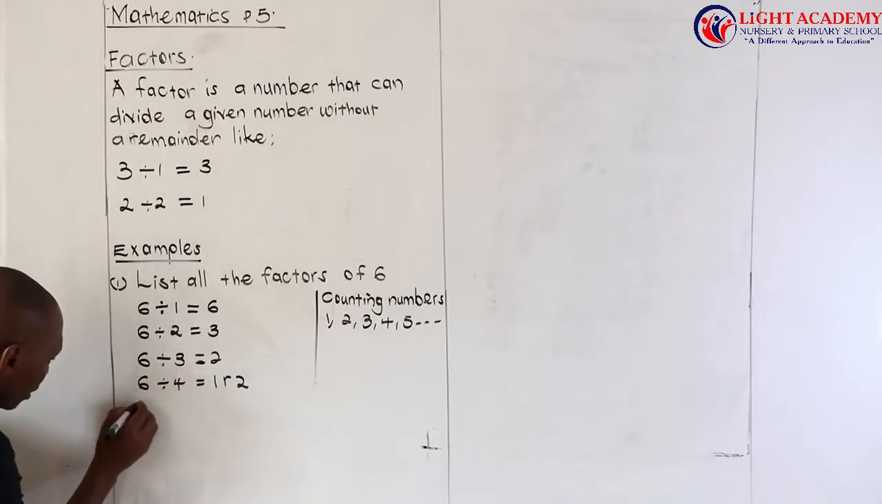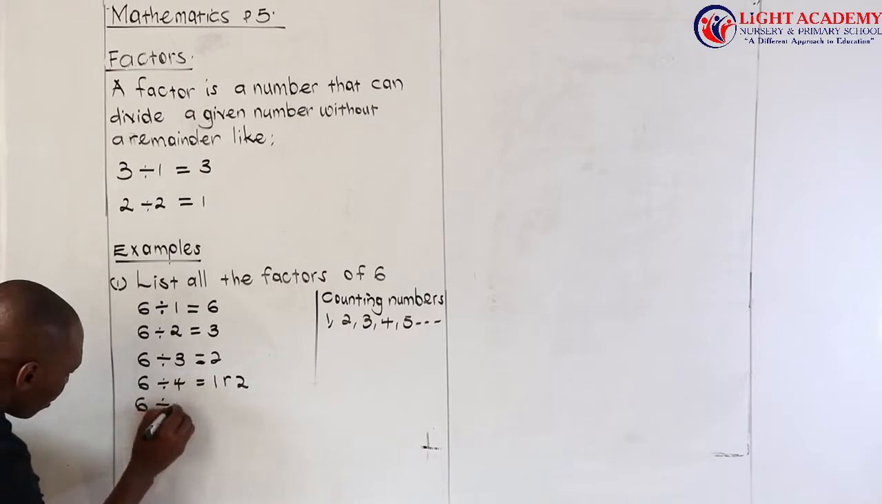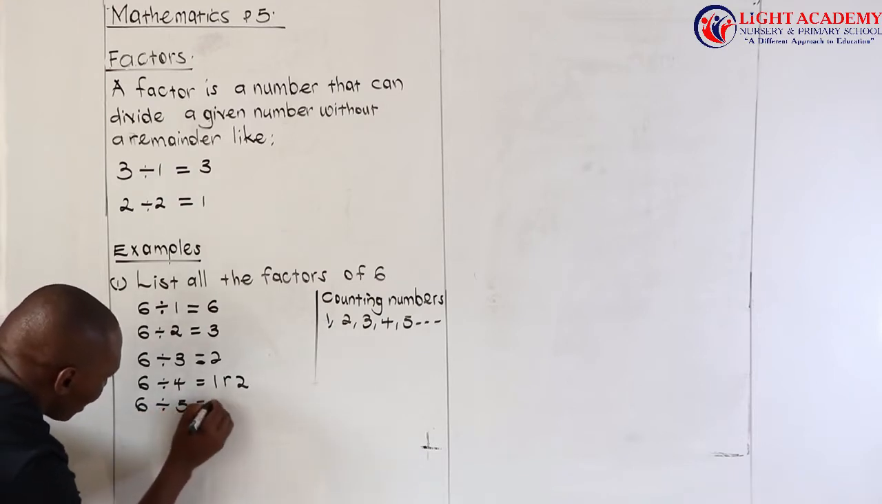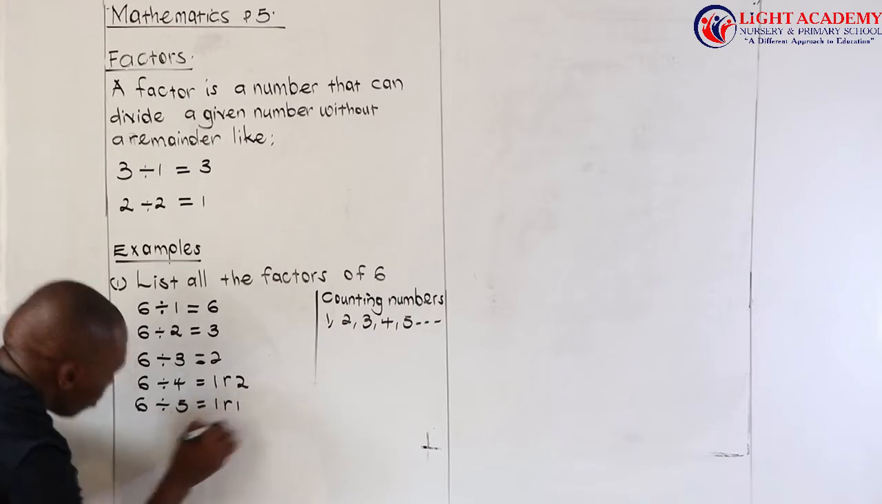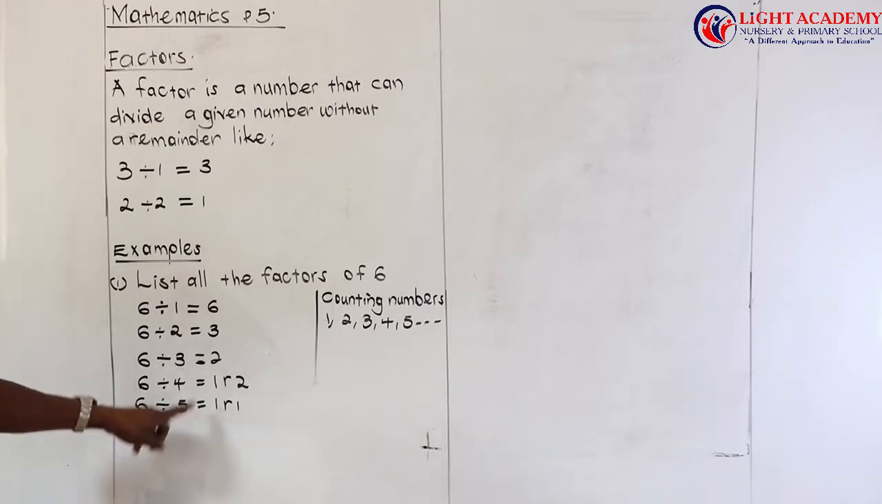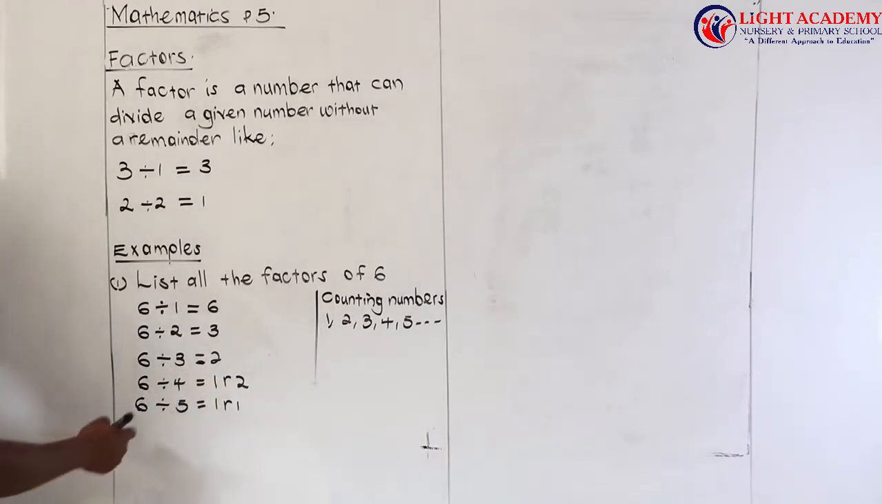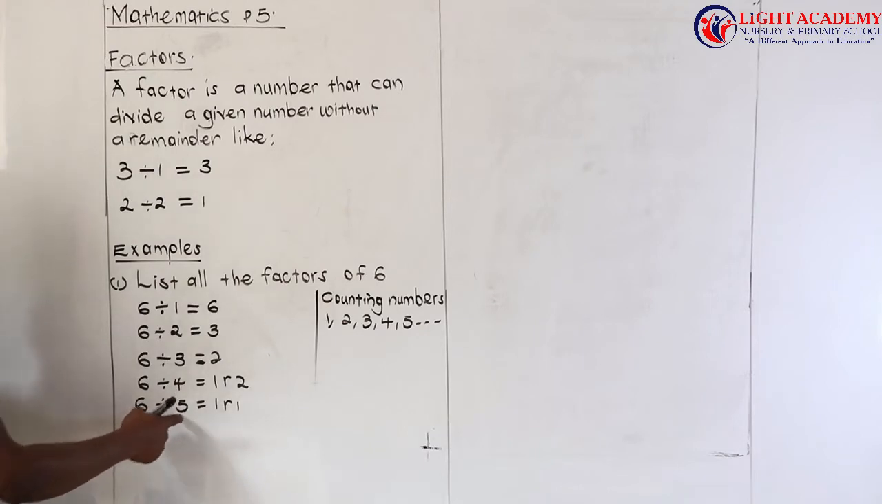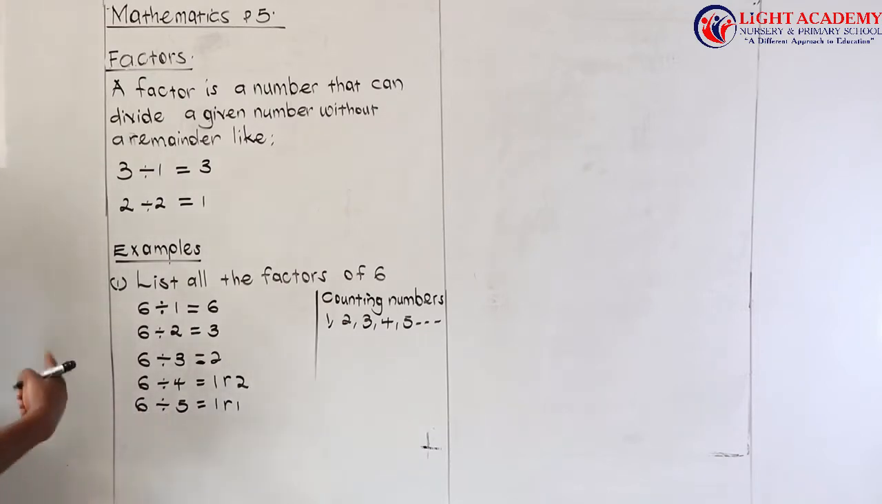So I can do the next one, which is 6 divided by the next counting number, which is 5. The answer I get is 1, remainder 1. If these are 6 books, and you give them to 5 children, each one gets 1, the remainder is 1. So since when I divide 6 by 5, I get a remainder, it is enough to tell me that 5 is not a factor of 6, because it gives a remainder.